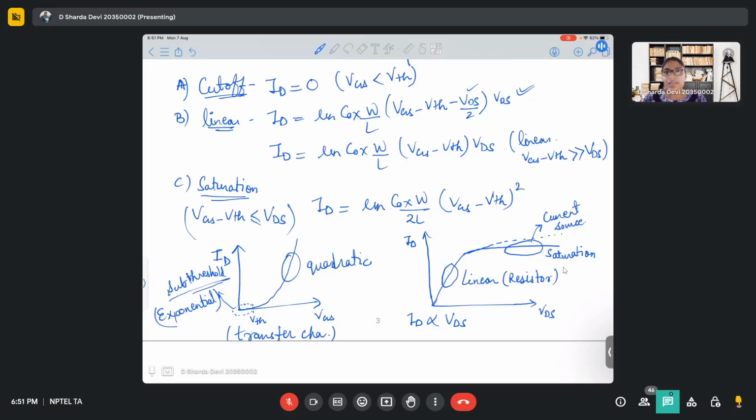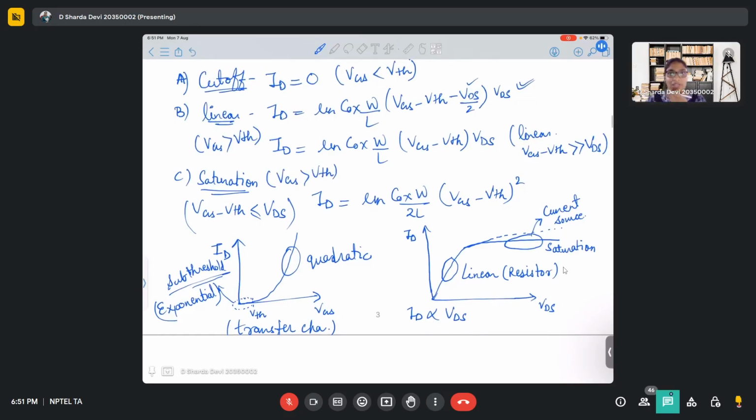And ideally, we consider the current as zero in that region. But for linear as well as saturation, your VGS should be greater than VTH. In both cases, VGS should always be greater than VTH. That's when you consider your transistor to be on. The next thing you check is the condition of VDS, whether VDS is greater than or less than VGS minus VTH. So that is the idea.